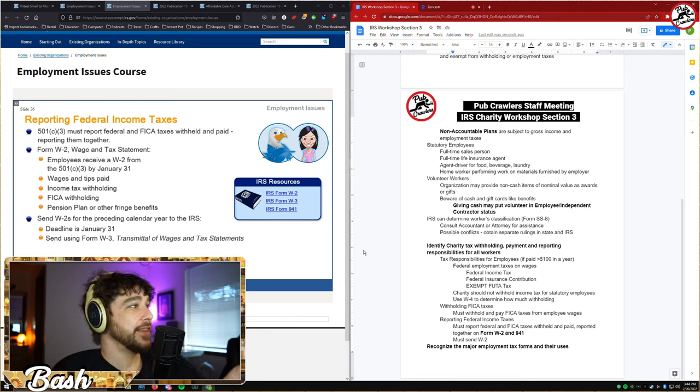So, like, the first bullet point under Form W-2 wage and tax statement is talking like it's from the employee's point of view. I have no idea why. We're all talking about it from the charity's point of view. I don't know why it said it. The employee receives a W-2 from the 501c by the 31st. No, you have to send it or give it to them.